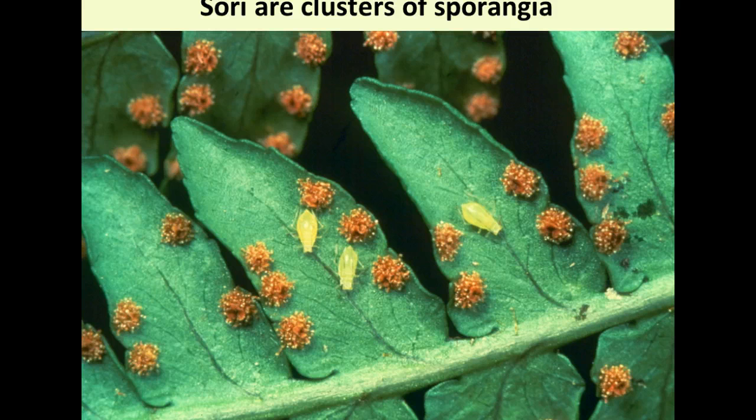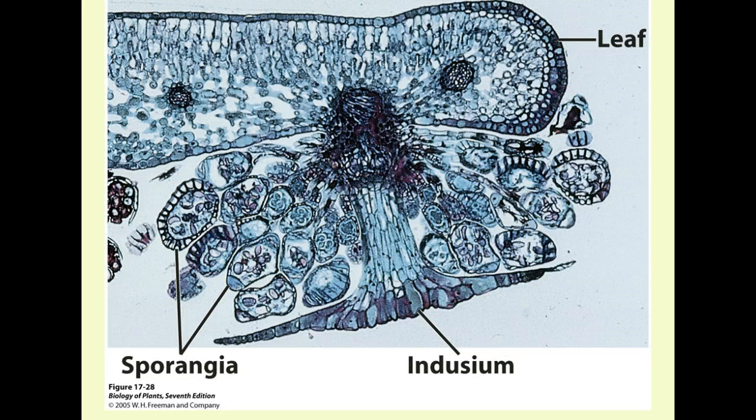Okay, so these sori are actually clusters of sporangia. It's the same idea as Astrobolus, but it's different. So each one of these little dots in here is a sporangium that's producing spores on the inside. And since they're homosporous, they're only producing one size.